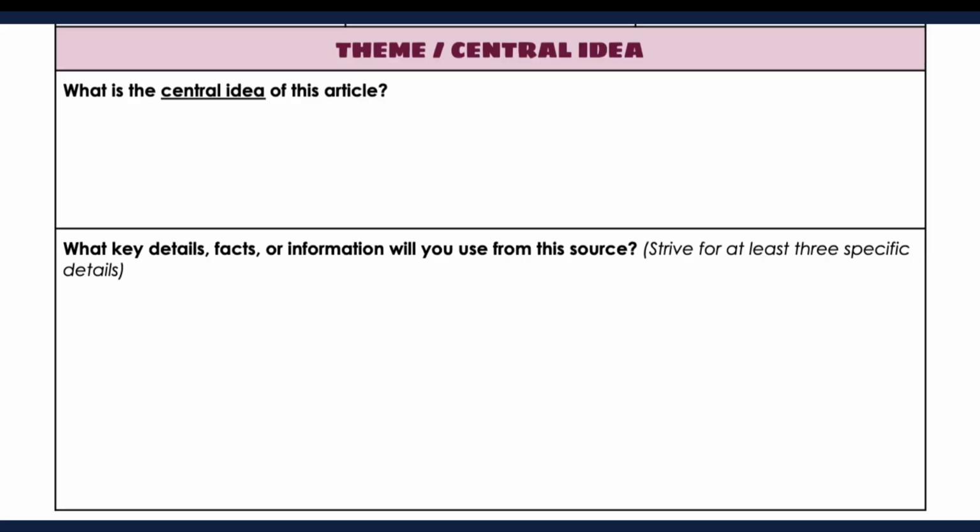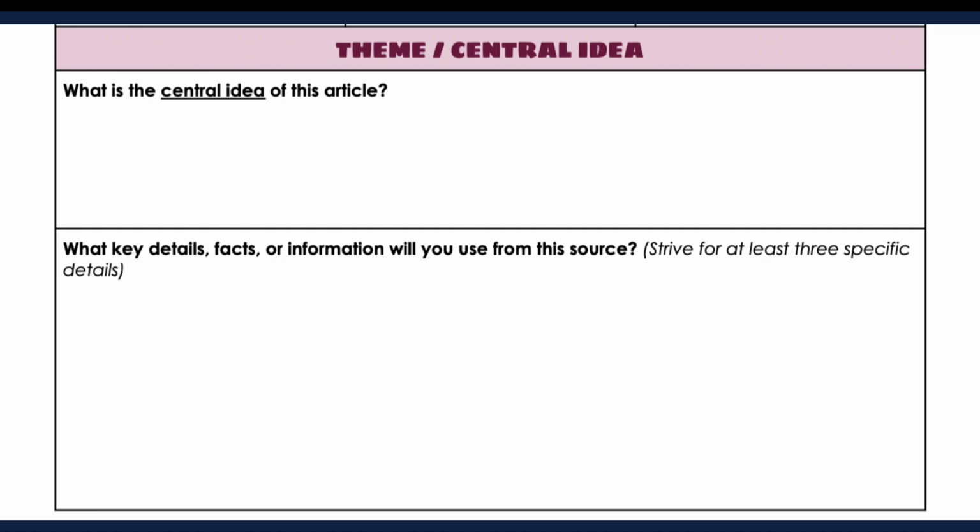Then the second skill, and this is perhaps more important for you becoming an expert on your topic. The first question, what's the central idea of this article? So in a sentence or 2, what really is your article all about that you found? And then the second one, what key details, facts, or information will you use from this source? So try to find 3 or 4 specific details, facts, statistics that you might be able to use in your investor's speech to try to convince people to choose your nonprofit organization. So this is where you're going to find specific information that makes you an expert on your topic.